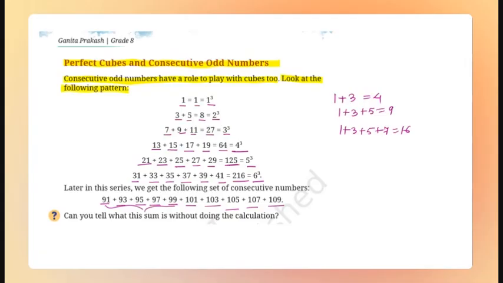So let's first calculate how many odd numbers we are adding over here. So 1, 2, 3, 4, 5, 6, 7, 8, 9, 10. So we are adding 10 consecutive odd numbers. So what should be the sum of these numbers? It should be 10 cube and that is equal to 1000. So without calculating, we got to know this answer because we knew the relationship between the consecutive odd numbers and their sum.